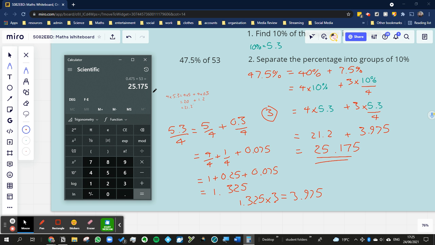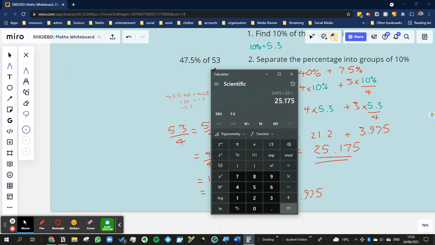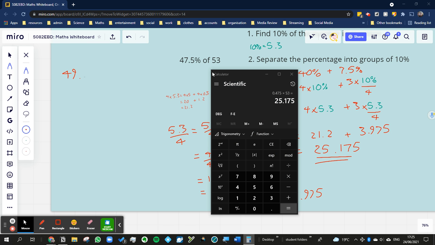I was going to do another one actually, 49.5%. I said I refrained from doing that. So how do we chop that up? Well, we've got the 40% plus the 9.5%. 40% is just going to be 4 lots of 10%. What about the 9.5%? You could do this a number of ways.